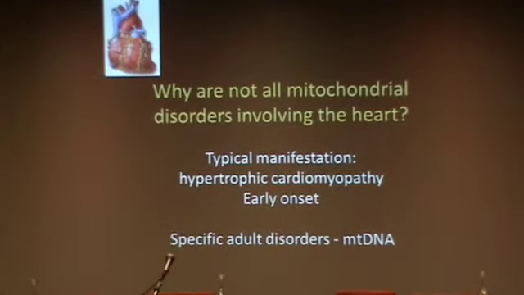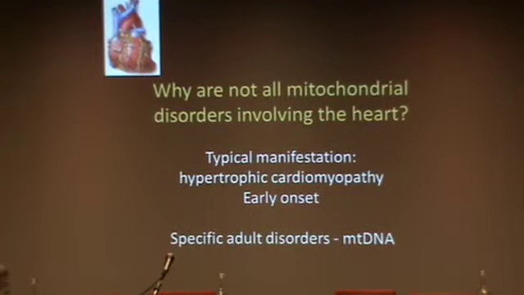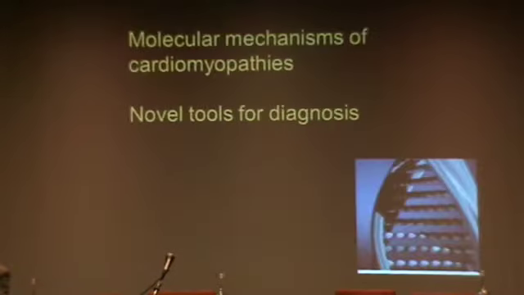So why, I think it's a very interesting question, don't we have cardiomyopathy in all mitochondrial disorders? However, if we do have it, a typical manifestation is hypertrophic cardiomyopathy, which means that there is an increased thickness of the ventricles of the heart. And very often it's early onset, but of course we also have adult onset cardiomyopathies in specific disorders that I'm going to talk about a little bit.